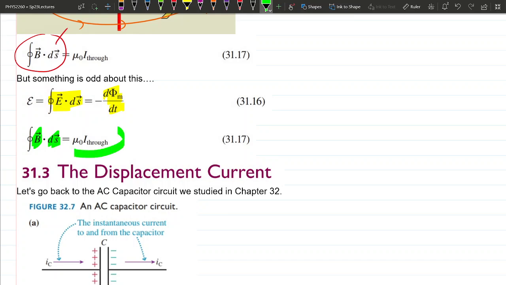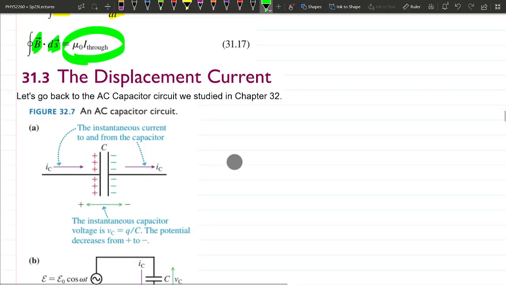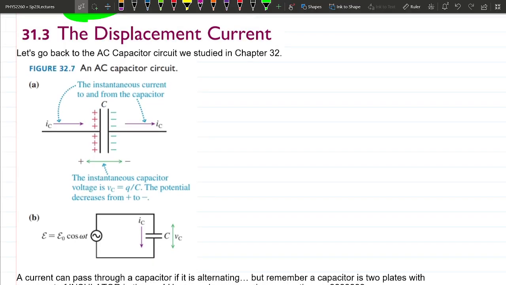So there's something wonky going on here. The right-hand side doesn't make sense, okay? And this is where we're going to have this discussion about displacement current. Displacement current is a current that can apparently happen even though there aren't charges moving around. And we're going to showcase this by having an alternating current circuit. This is why I think covering chapter 32 is actually useful before covering chapter 31, okay?